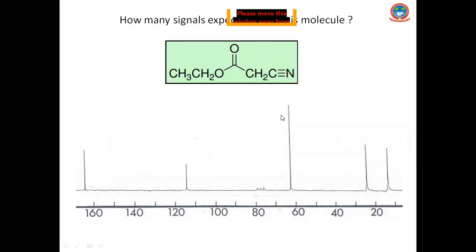See, what about this peak? This will be for CH2, not this C. This will be for CH2, why? Because around 60 it comes, it is having the electronegative atom, right? This peak is for what? This peak will be of which carbon? CH2, sir. No, this is the carbonyl carbon.